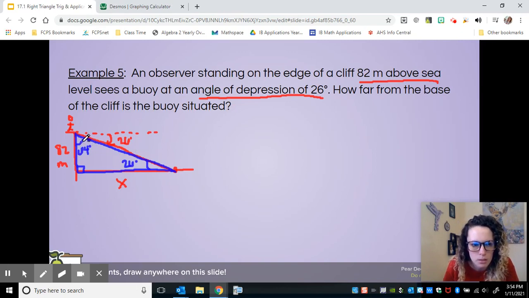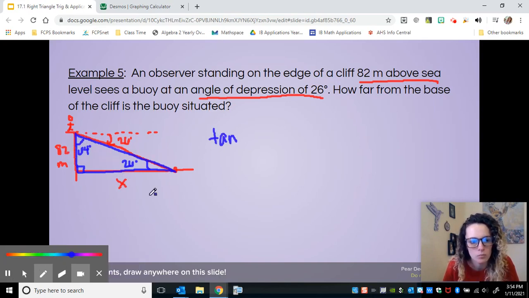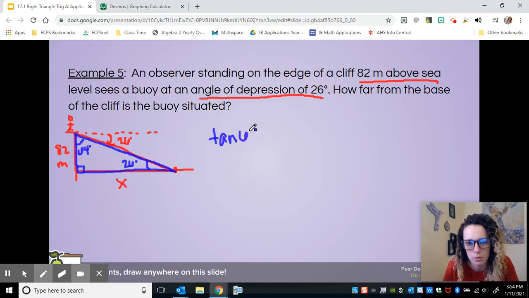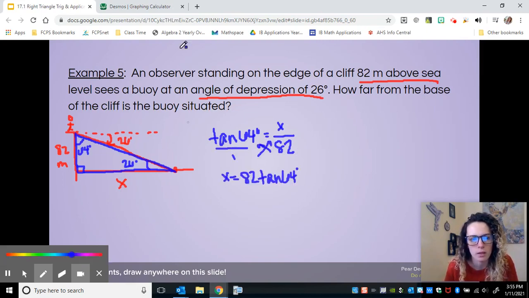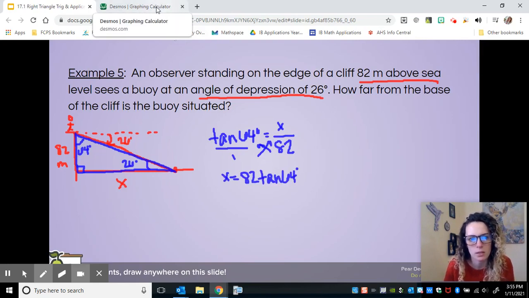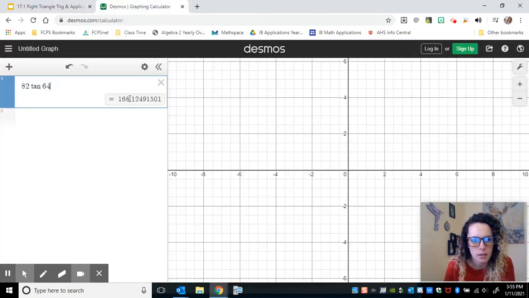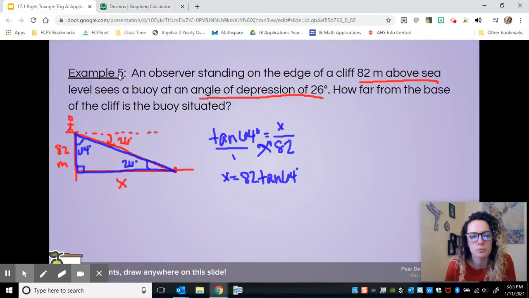So if I'm looking at my 64, I'm looking for the opposite, and I have the adjacent. So that tells me tangent. And so filling in stuff that I already know, tangent of 64, that's the angle I'm focusing on, equals the opposite over the adjacent. And solving that for x, I can again cross multiply. And then I can go to my calculator or to Desmos to type it in. And I get, to 3 sig figs, 168 meters.